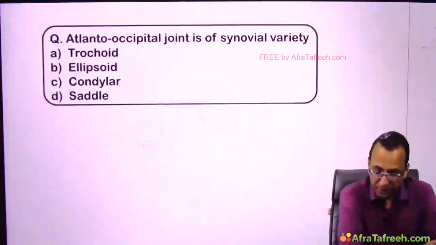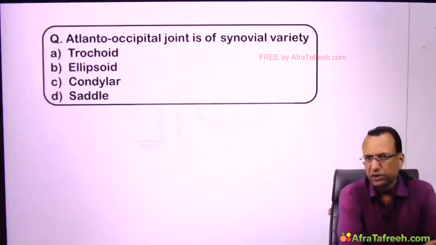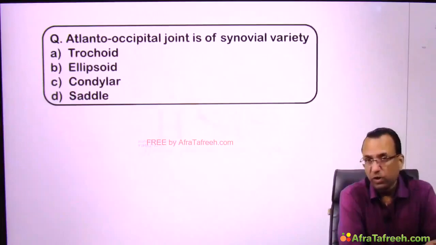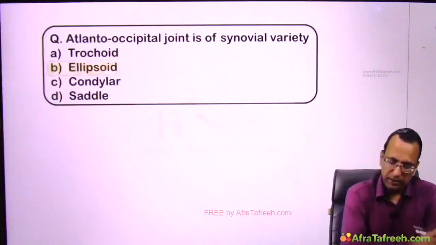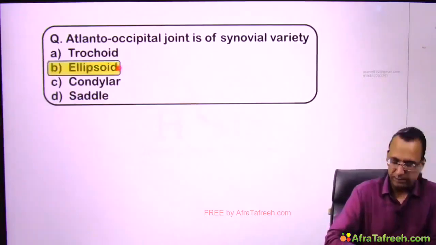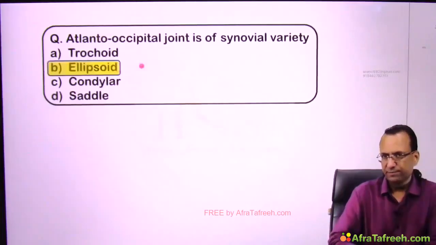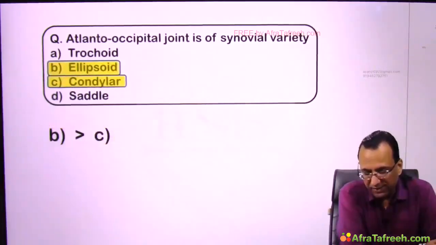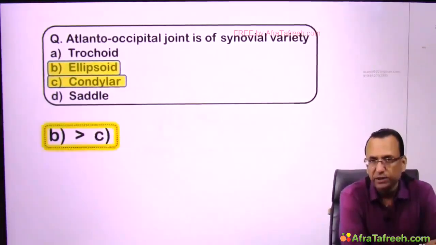Like you see here, the atlanto-occipital joint is which variety? It is a controversial question. Why? Because there can be two answers. Which one will you choose? For the atlanto-occipital joint, I'll choose ellipsoid. And what if ellipsoid was not in the options? Then I'll say condylar. So B is a better answer than C.